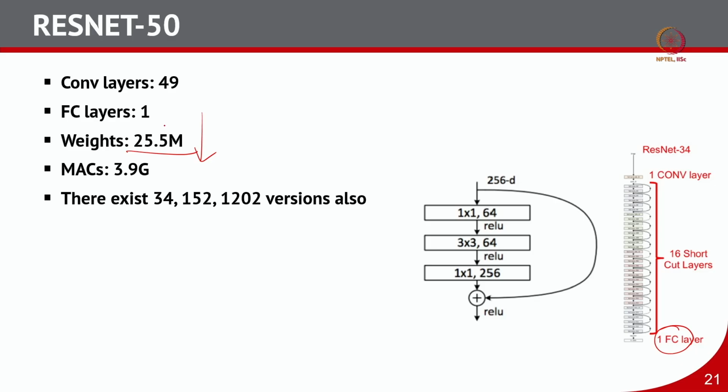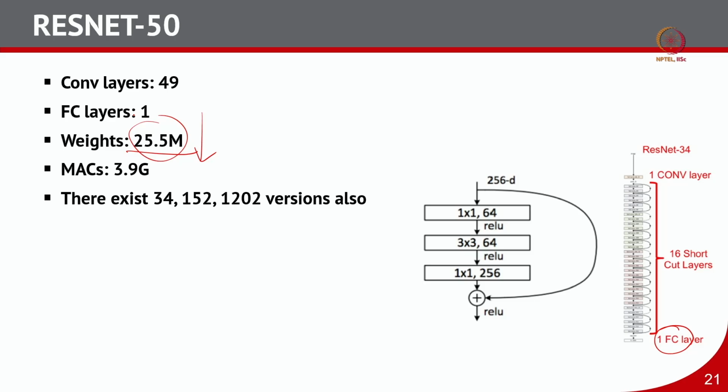Of course, when I say lesser, it is lesser than VGG, but in general it is very, very high, right. 25.5 million weights, and if each weight is, let us say, a 32 bit floating point number, that means 4 bytes, so it will be around 100 MB, at least hundreds of MB if not GB. So that is not too less, correct. And then there are 3.9 billion multiply and accumulate operations. You can imagine 3.9 billion multiplications and additions going on. So the computation is still large.